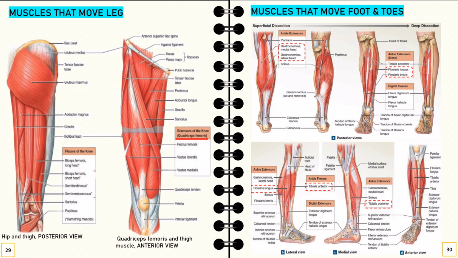Next, page 30 shows the muscle that move foot and toes. The muscle that are located at the anterior part of the lower leg, such as tibialis anterior, are generally involved in the ankle dorsiflexion, while the muscle at the posterior compartment, such as tibialis posterior, are generally involved in the ankle plantar flexion.